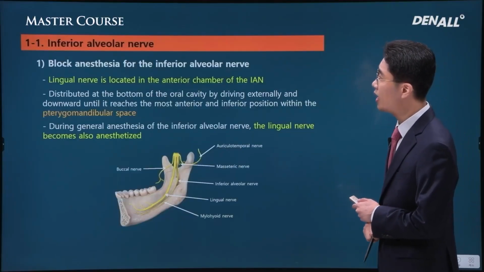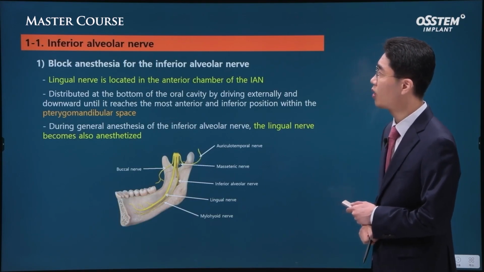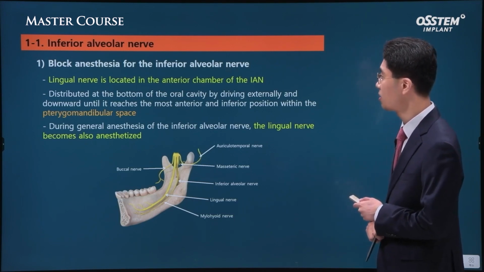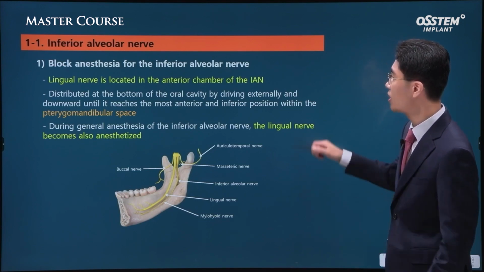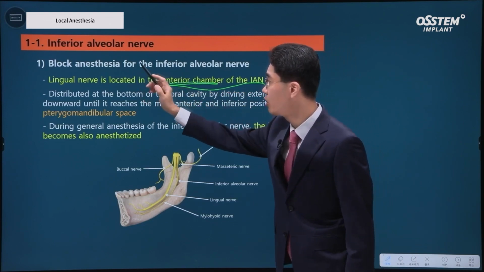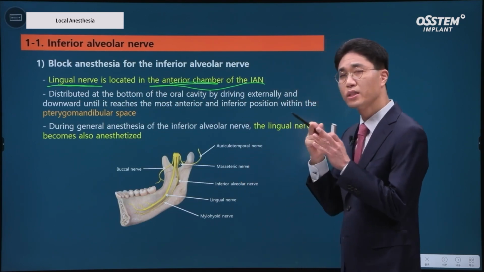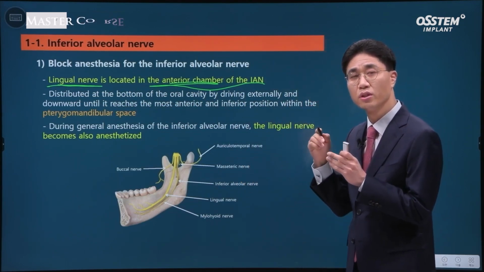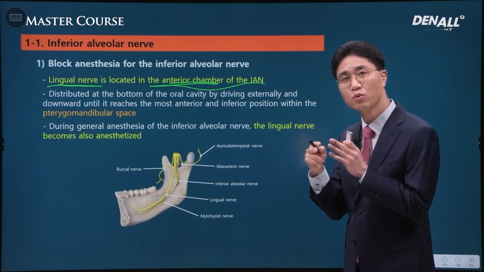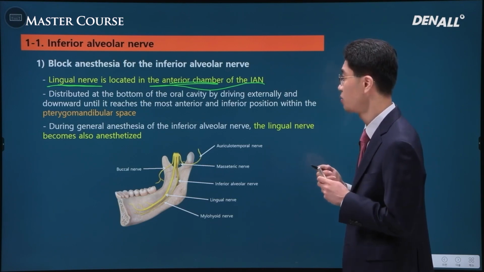The key in the mandibular region is the inferior alveolar nerve. Let's talk about block anesthesia for the inferior alveolar nerve. I've mentioned that in front of the inferior alveolar nerve is the lingual nerve. When we do block anesthesia, because they're in similar positions, anesthesia on the lingual nerve and inferior alveolar nerve can be done at the same time.